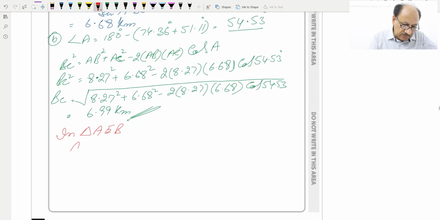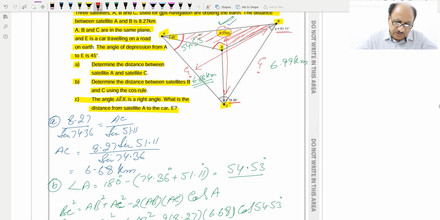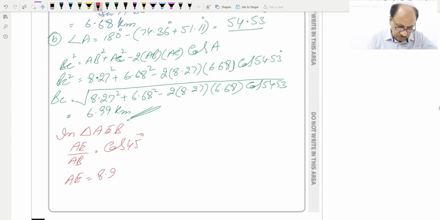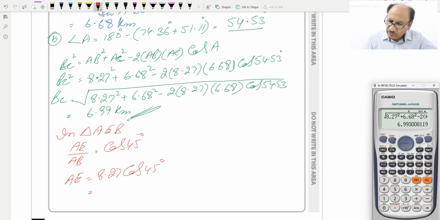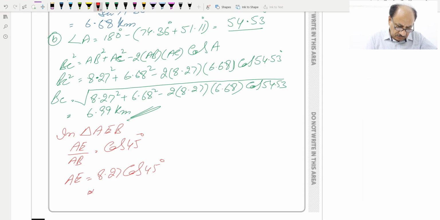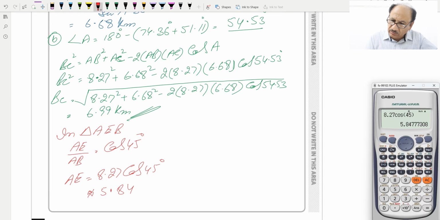So we can write AE over AB is equal to cos of 45 degrees. AE value we need to find, and AB value we know it is 8.27. So we will write here 8.27 cos of 45 degrees, and this will give us 5.84. So approximately we can write 5.84, and there is 777 also.